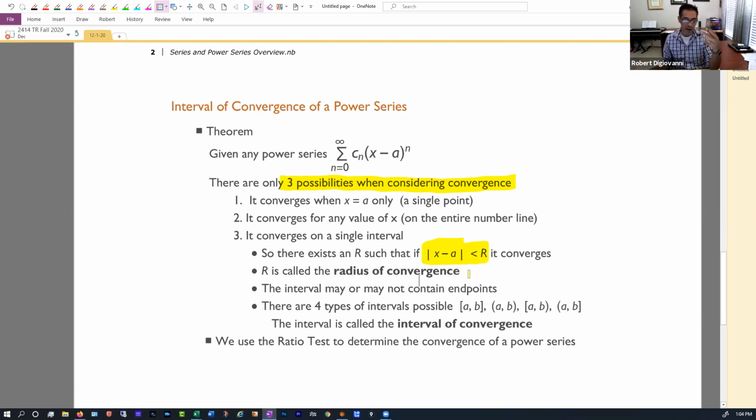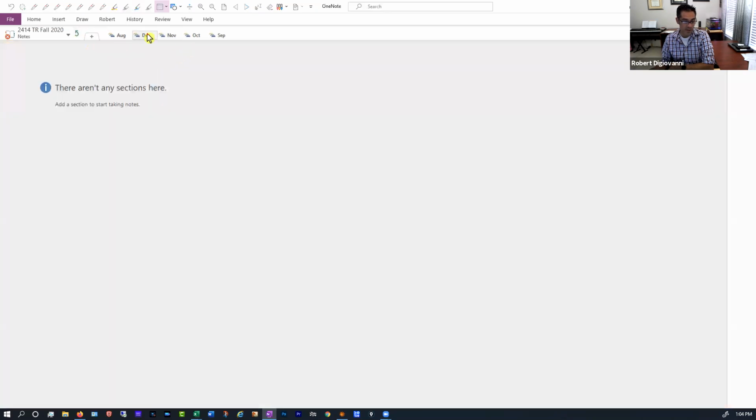And then when you go and actually try and find the interval itself, there's 4 possible outcomes when it comes to the types of intervals you can have. And whenever you get that answer, that's called the interval of convergence. Now, I just stated we're always going to use the ratio test when we try and figure out the convergence of a power series. Now, last class, we did 2 examples.